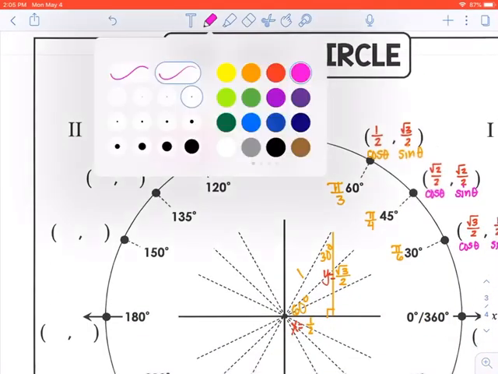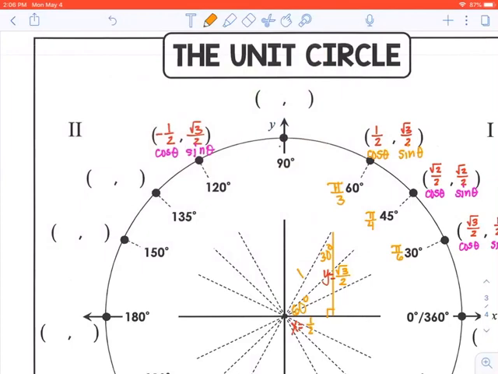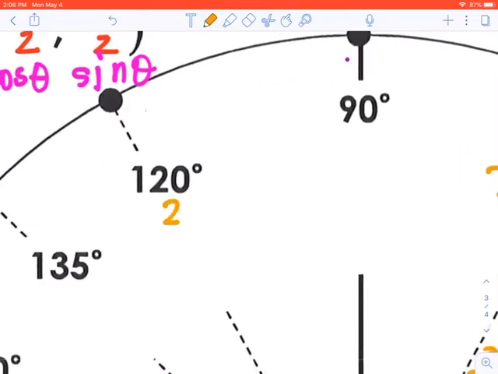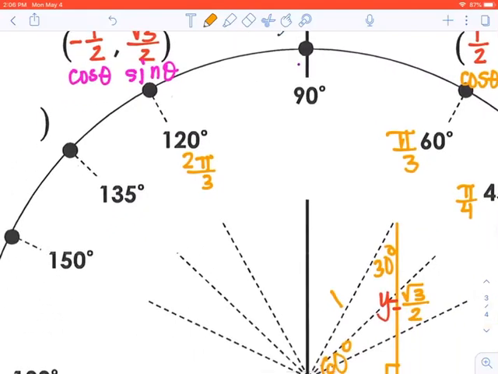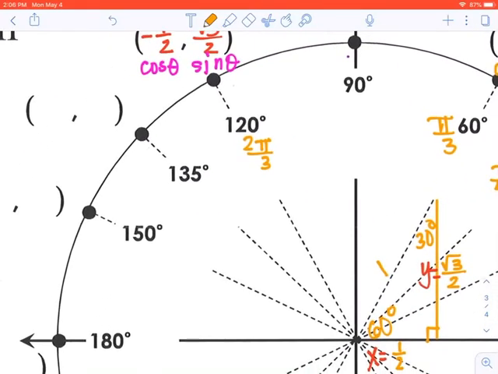Okay? Oh, we forgot to do the radians. The radians of 120 degrees, 2 pi over 3. Notice the radians over here is pi over 3. And then for 120, it's 2 pi over 3. You'll start seeing the patterns with the radians as well. Okay? All right, keep going.